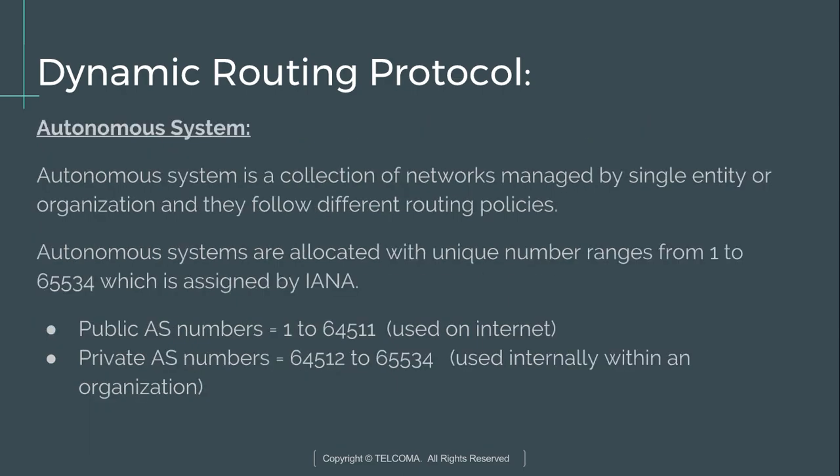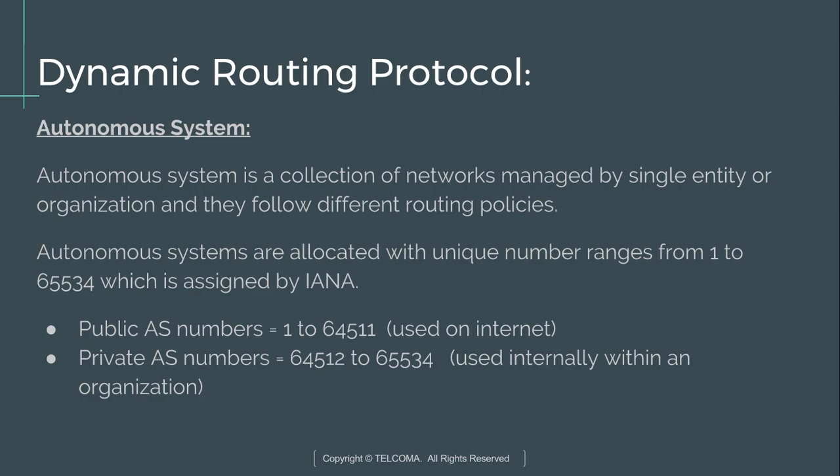Before discussing these two types, interior gateway protocol and exterior gateway protocol, let's first discuss autonomous system. So the autonomous system is a collection of networks which are managed by a single entity or an organization, and all these autonomous systems follow different routing policies. The autonomous system is a collection of networks which have various routers and devices, and these are managed by a single entity or various organizations.